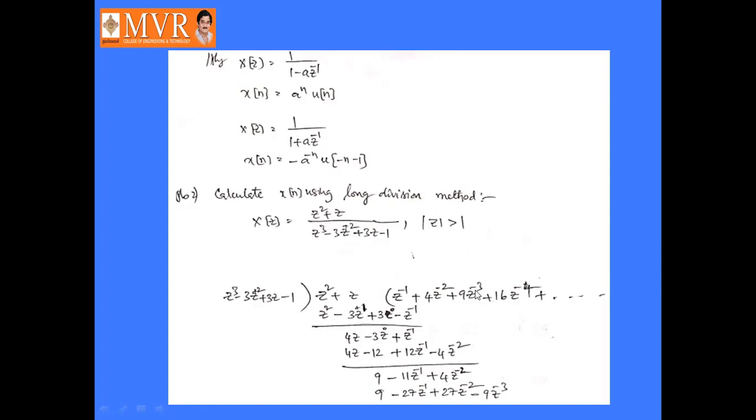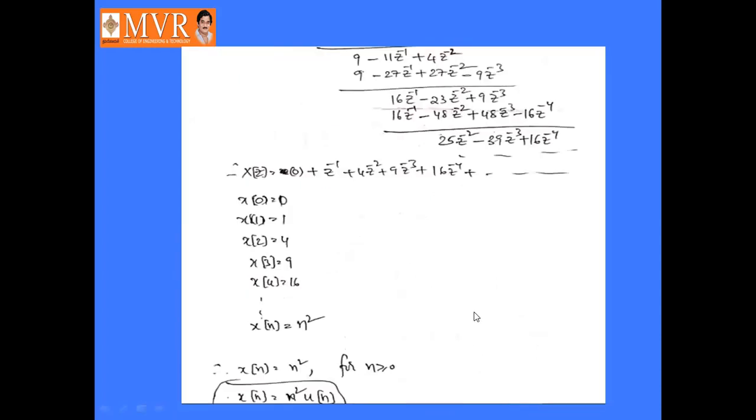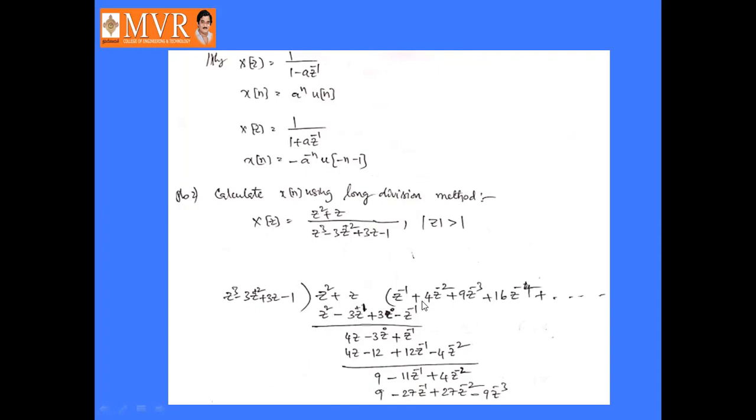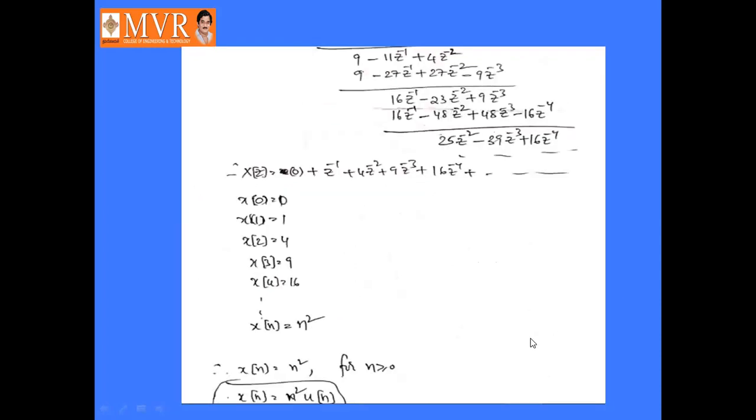Again, we multiply 9 into z power minus 3 with z cube. So that we will get 9 minus 27z power minus 1 plus 27z power minus 2 minus 9z power minus 3, and so on. So that we will get x of z is z power minus 1 plus 4 into z power minus 2 plus 9 into z power minus 3 plus 16 into z power minus 4 and so on.